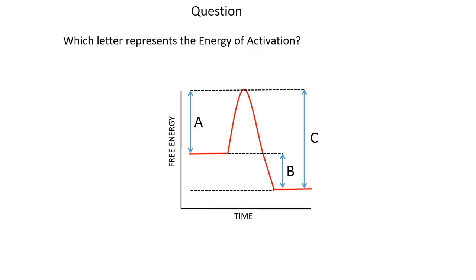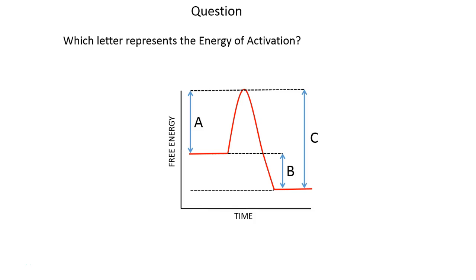So let's just test your general comprehension here. Take a look at this diagram. We've got 3 differences in energy represented. We've got A being the distance in energy from here to here. We've got B representing the difference in energy from here to here. And we've got C representing the difference of energy from here to here. And I'm asking you which one of these letters, which one of these energetic differences represents the energy of activation. Go ahead and pause it if you need some time to think about it. I'll answer it in about a second or two.